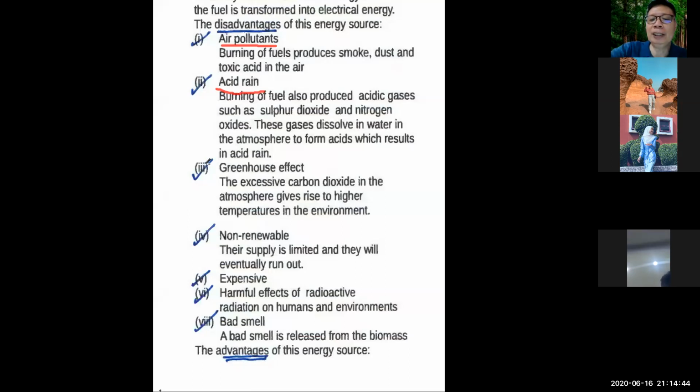The sunlight comes in here, the sunlight cannot go up because it's blocked already. So all the sunlight gets trapped here, so it becomes very hot. Greenhouse effect. Now actually we are having greenhouse effect here, very hot. Okay, and then it's non-renewable. Petrol, natural gas are non-renewable. Can finish one. Expensive. Okay, harmful effect of radioactive. And one more is the smell is very bad. Smoke, right? No good. Okay.